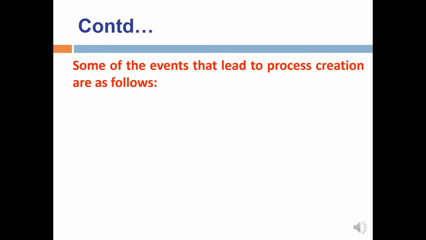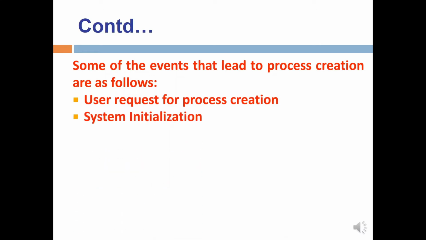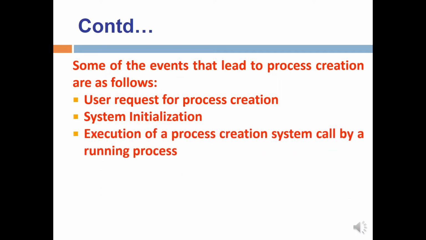There are various conditions with the help of which a process is created. The very first one is when the user requests for process creation, when the system initializes, and when a running process executes a process creation system call.